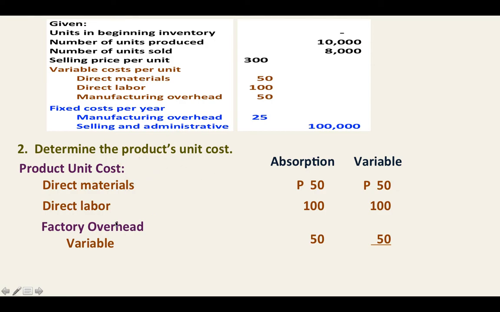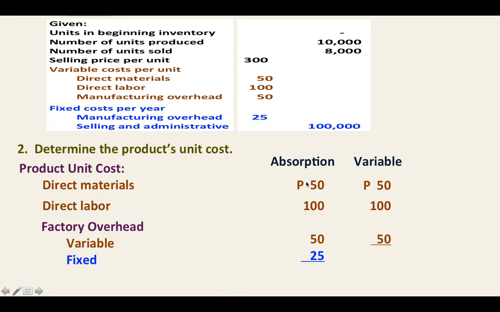Okay? So, under here, isasama natin ang fix sa absorption. Okay? Pero isasama ba natin siya sa variable? No, hindi. Kasi under variable, hindi siya kasama as product cost, yung fixed. Okay? So, in this case, itong selling and admin, sasama ba? Hindi rin. Kasi ano siya? Period cost siya. Okay? Ang hinihingi lang dito, product unit cost.